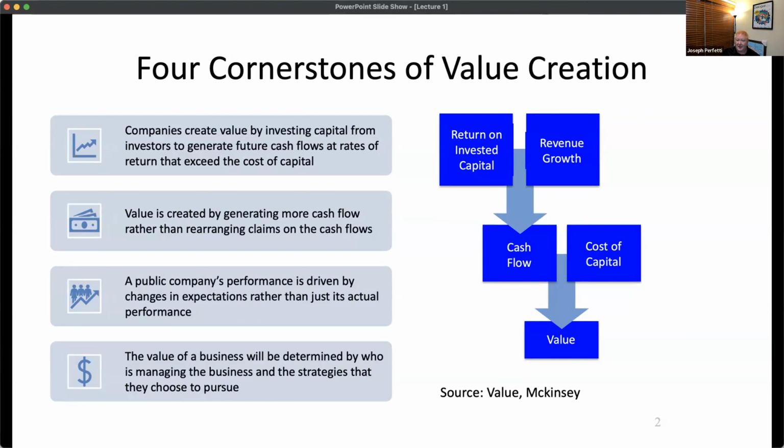And the other reason is time value of money. When you get the cash changes its value. So in finance, we tend to track cash, not income, even though income is a proxy for cash. And cash flow tends to be more predictive of value.